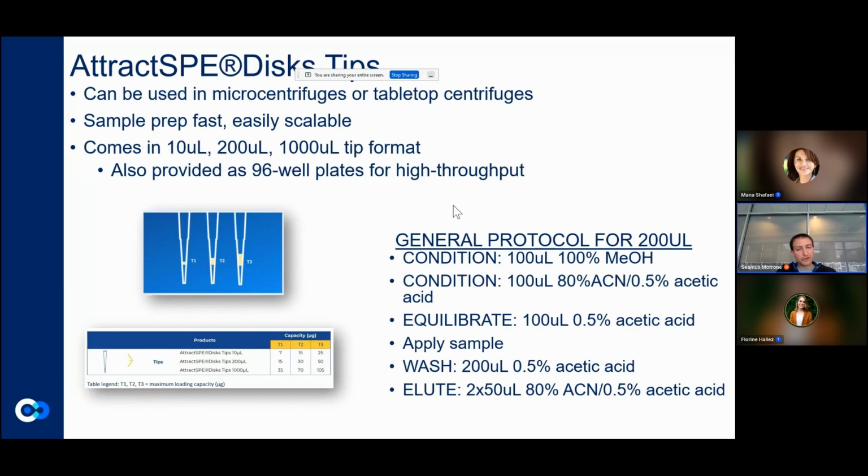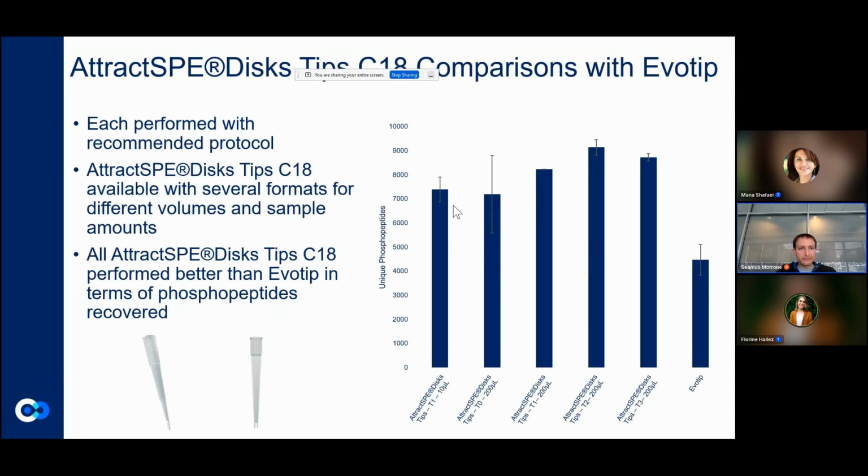And it's a very quick, basically 6-step prep. You just condition and equilibrate the tip, apply the sample, wash, and then elute in a small volume, which is very convenient for drying down, or you can directly apply it to your LCMS system. And so we found that when we compared it to several other brands and formats, we were getting superior recovery of phosphopeptides using the Affinisep tips.